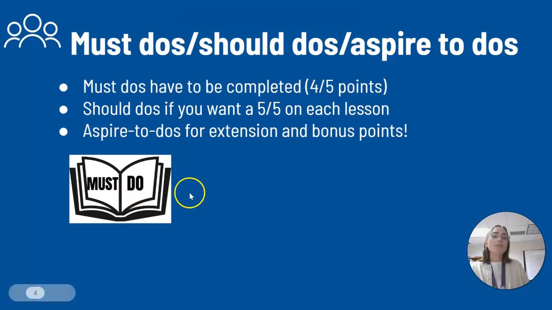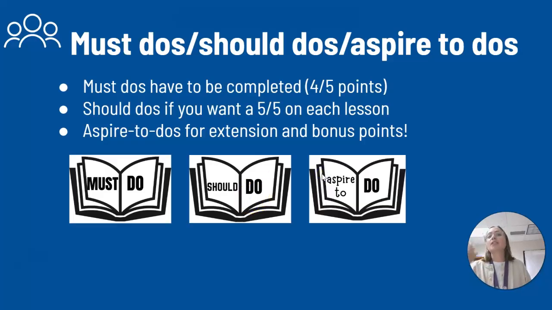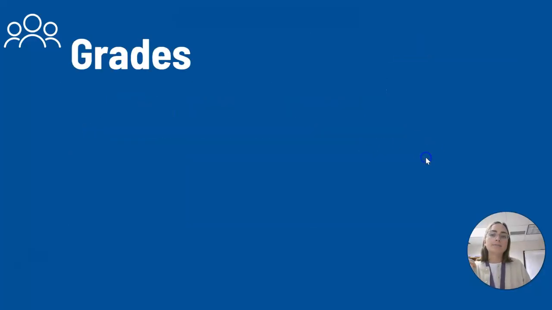You'll also see these helpful little icons in the packet. A must-do, remember, you have to do before you take your mastery check. Should-do, you should do it. And aspire-to-do, that's your bonus extension activity.